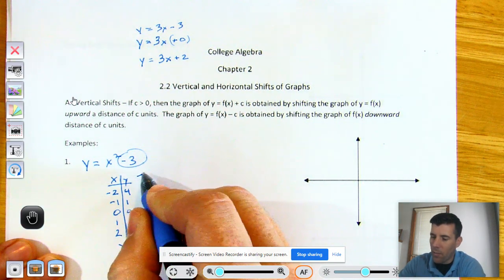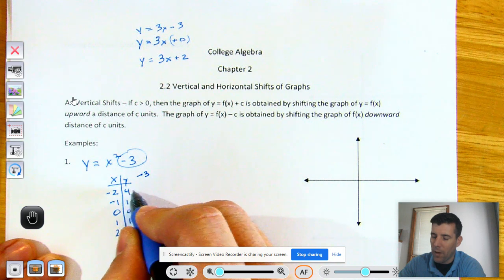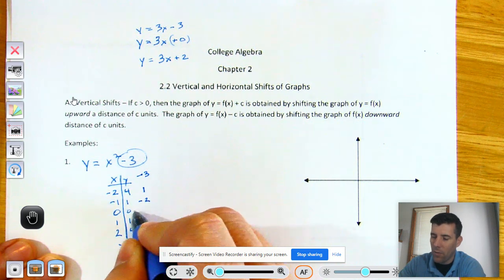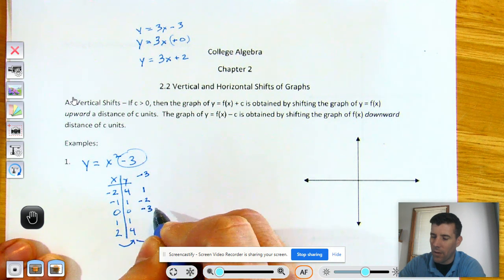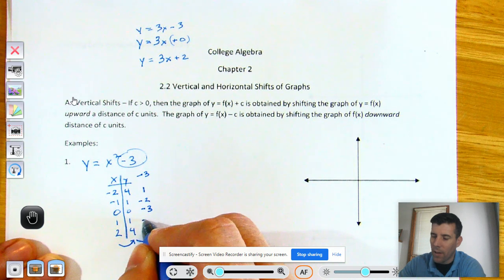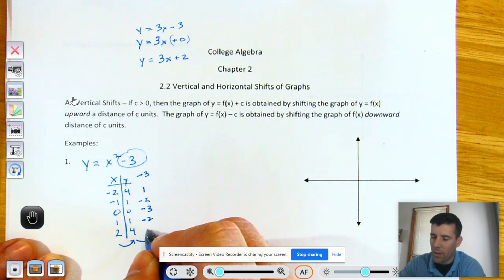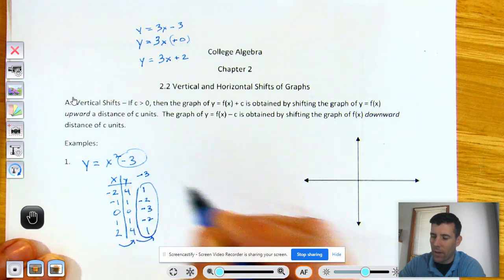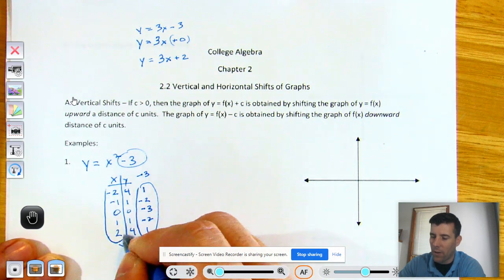So I'm going to write a little -3 up here to tell me 4 minus 3 is 1. 1 minus 3 is -2. 0 minus 3 is -3. And then these are going to be the same two values as above. -2, 4 minus 3 is 1. So these are the y values that I get out of the function. These were the x values that I started with.